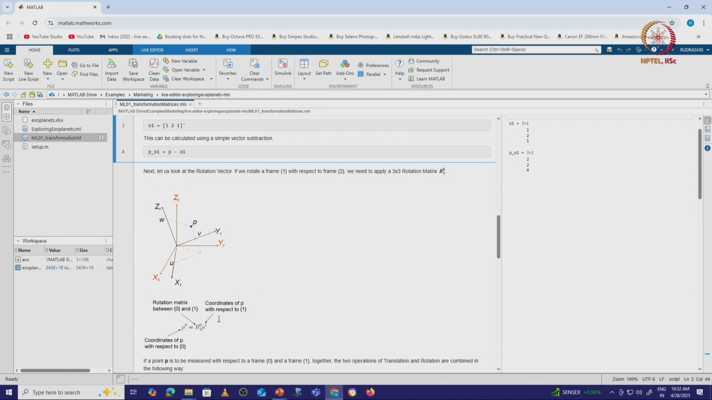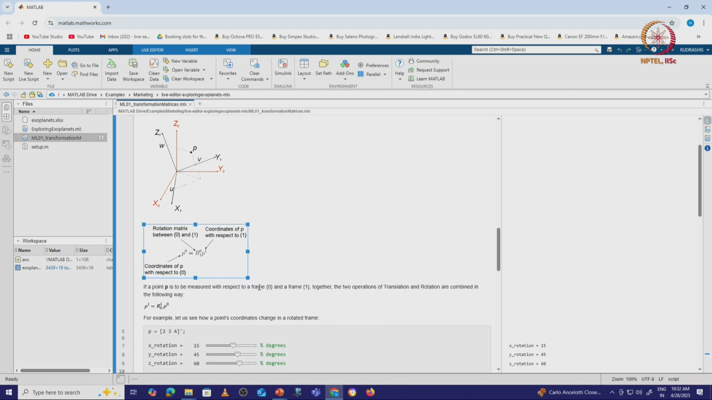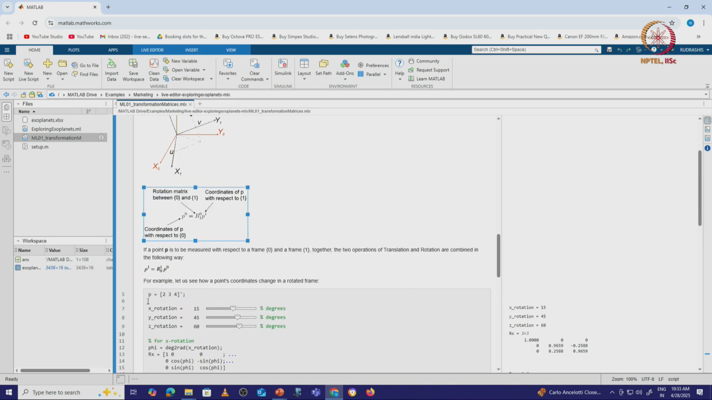So, how do we move from P1, because of the rotation, to P naught? P naught equals R1 naught P1. That is the rotation from R1 to R0, a rotation matrix. The point P is measured with respect to frame 0 and frame 1. These two operations, translation and rotation, are combined in the following way: P1 is R01 P naught. We know P is 2, 3, 4, let us say.